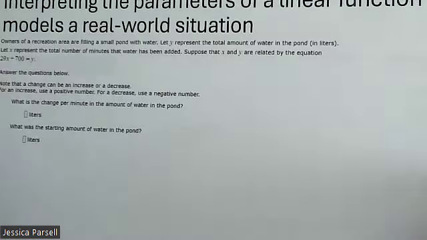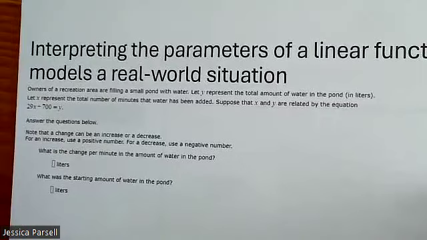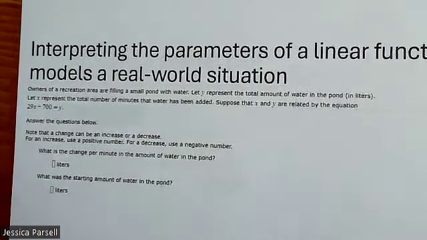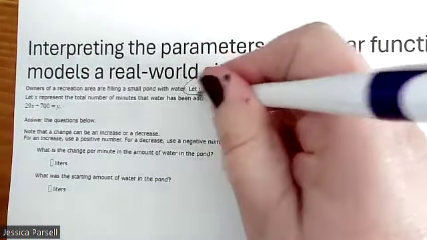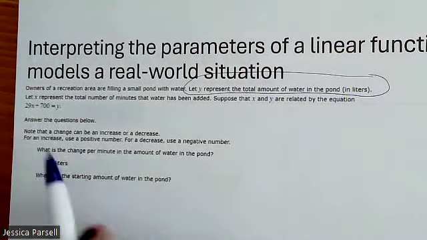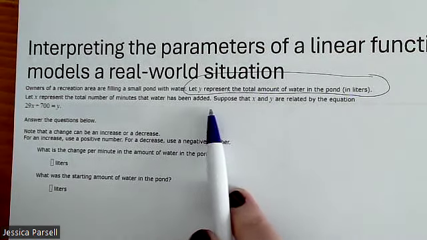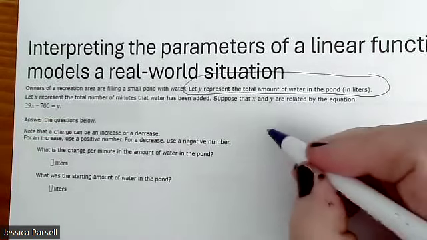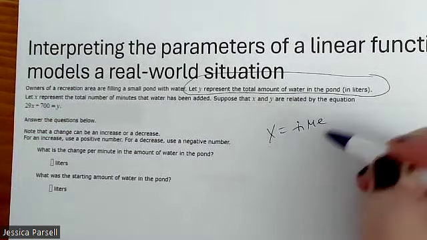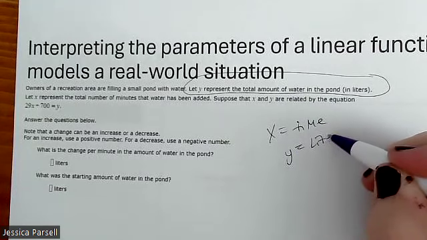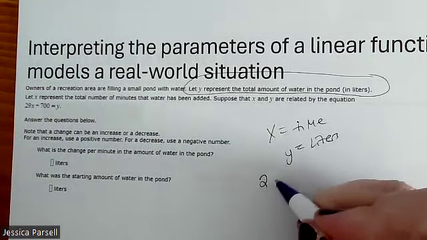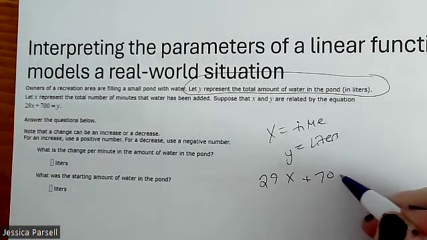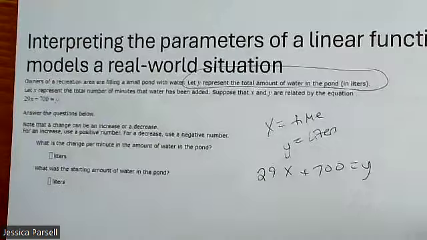All right, let's take a look at another one. Owners of a recreation area are filling a small pond with water. Let Y represent the total amount of water in the pond in liters. Let X represent the total number of minutes that the water has been added. So X equals time, Y equals liters. Suppose that X and Y are related by this equation. Let me write this bigger: 29X + 700 = Y.